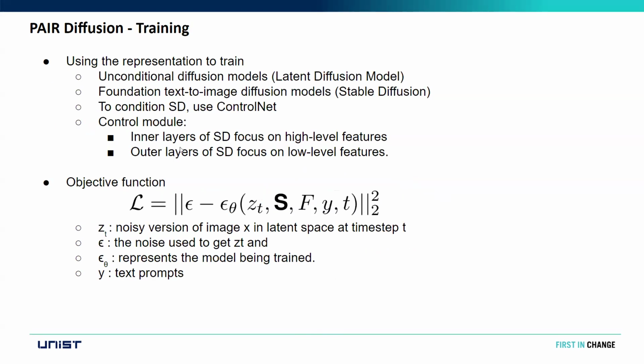And then for the training, it uses the representations that we have just extracted. There are two versions. The first one is the unconditional diffusion model. They use the latent diffusion model as the baseline, and use Stable Diffusion as the foundation text-to-image model. To condition Stable Diffusion, they use ControlNet, and it controls the inner layers of Stable Diffusion to focus on the higher-level features, and the outer layers to focus on the lower level. The objective function here is just MSE. And here the text prompt will be null for the unconditional diffusion model.